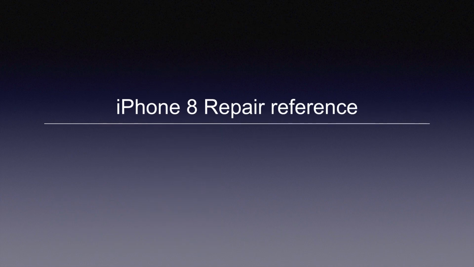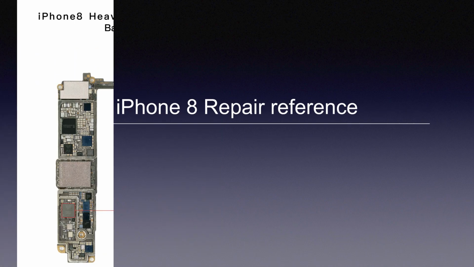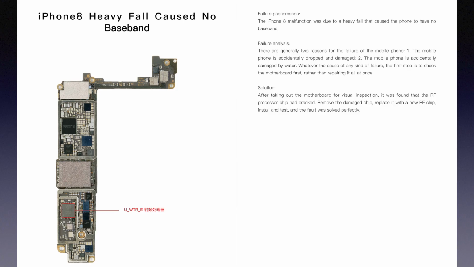Now, let's see the iPhone 8 repair reference. Case 1. iPhone 8 heavy fall causes no baseband. This case is about an iPhone 8 malfunction due to a heavy fall that caused the phone to have no baseband. The analysis is that there are generally two reasons for the failure of the mobile phone.